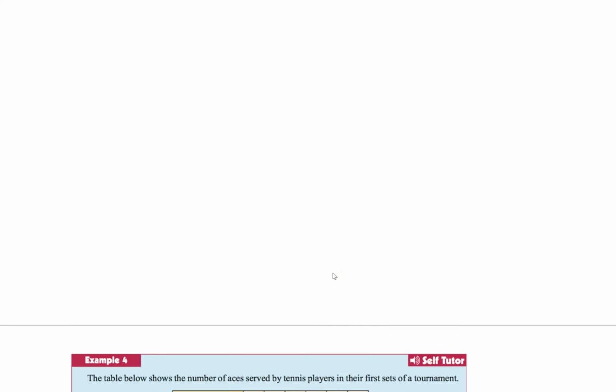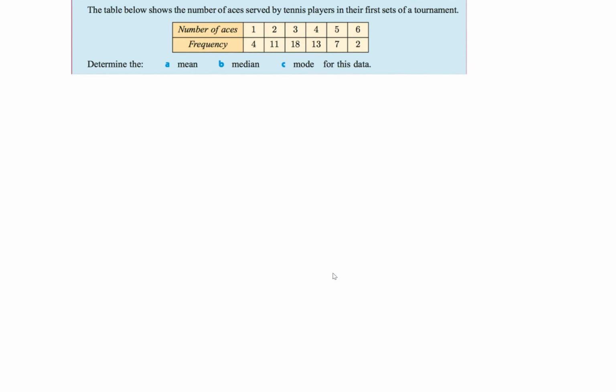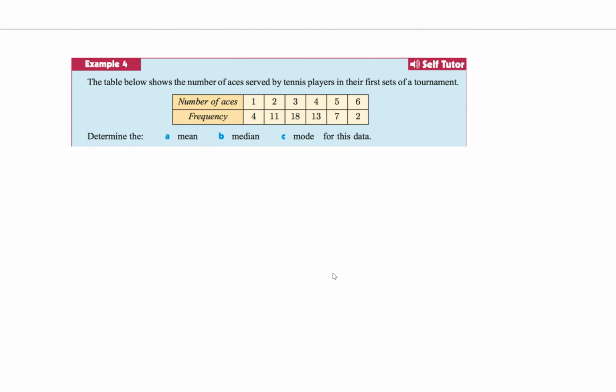Let's do an example. I'm going to do it 2 ways. I'll do it by hand first, and then I'll show you how to do it with the calculator. So the mean, the first one, A, if you want to use the formula, that is x bar equals the sum of f x over the sum of the frequencies.